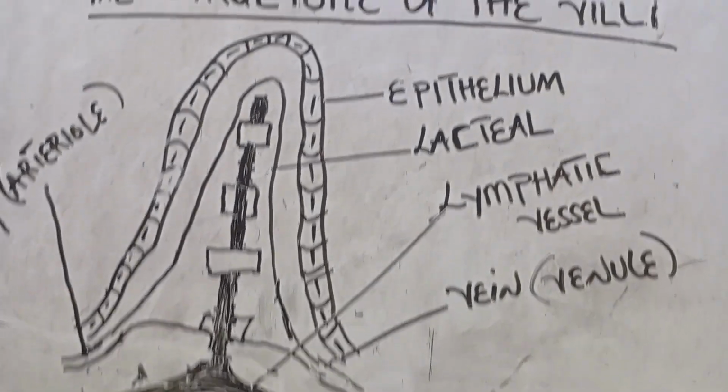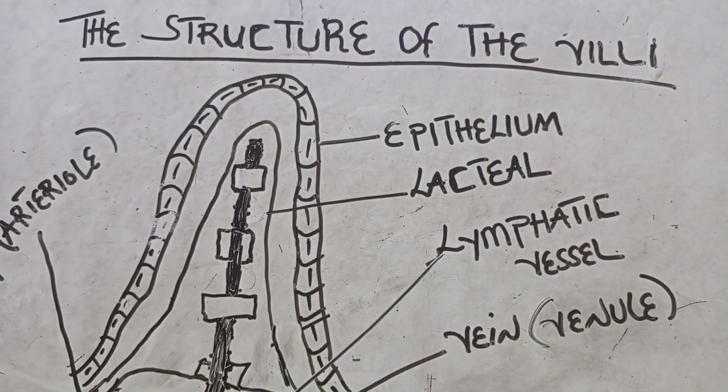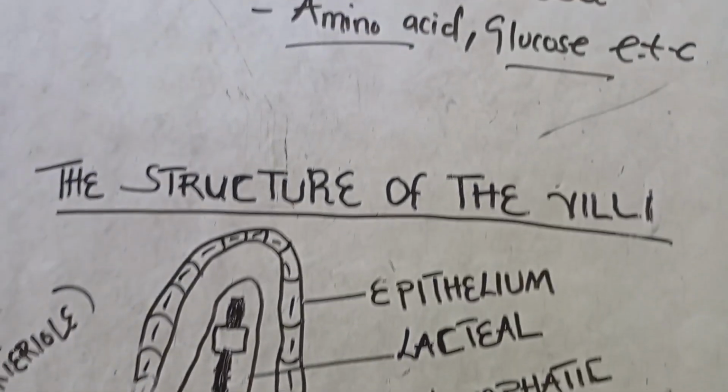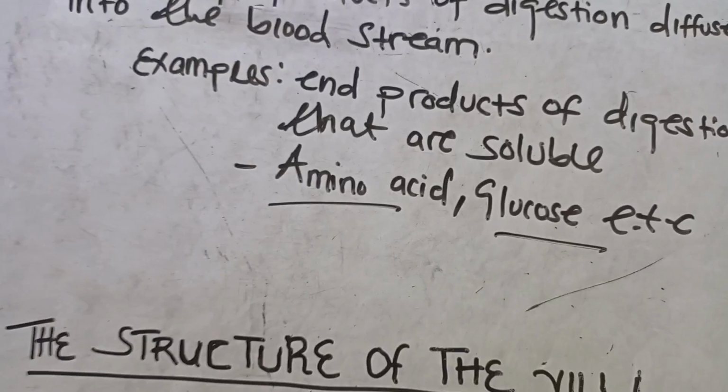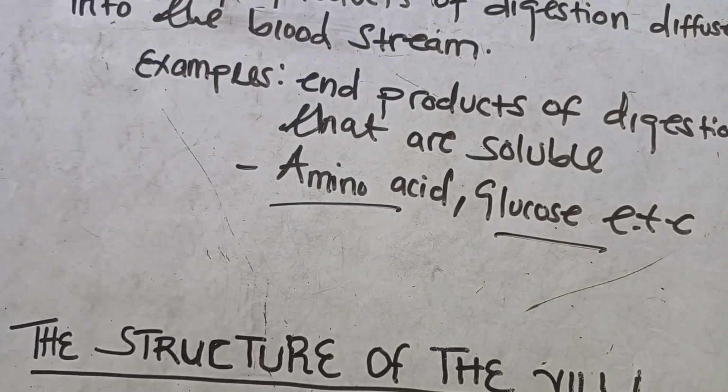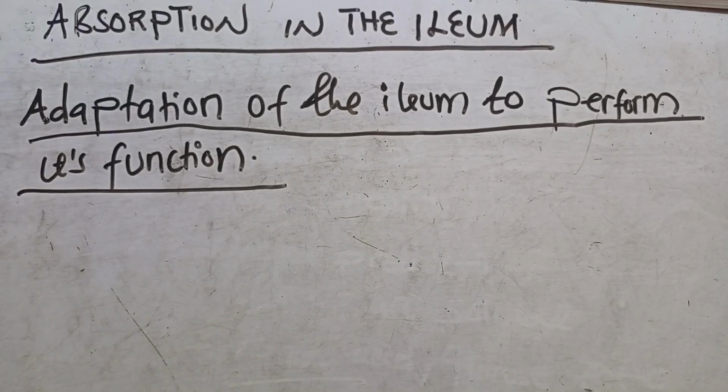So this is what we need to understand. Now let's talk about the rationale, or the adaptations of the ileum. We want to talk about the adaptation of the ileum to execute its function. What is this function that we are talking about? Absorbing the products of digestion, the end products of digestion.